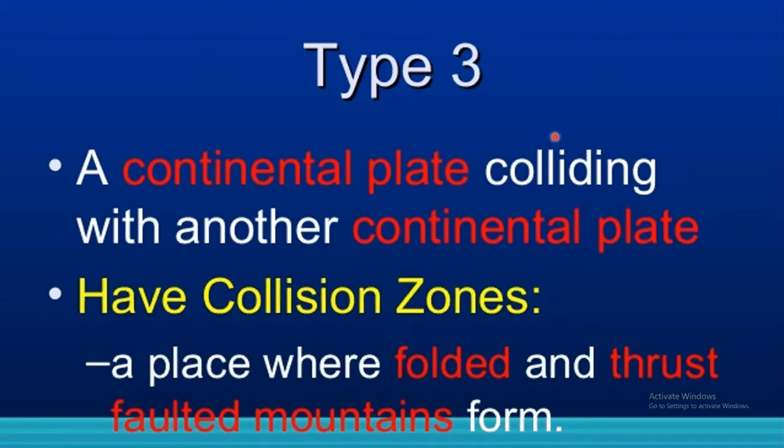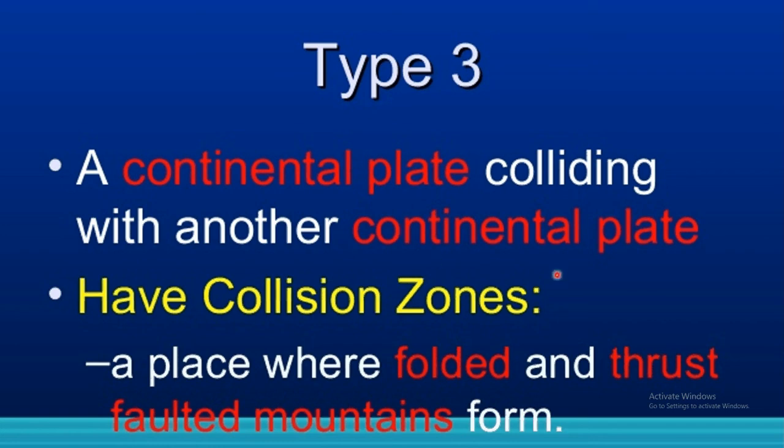Then the third type, so we've had our first two types, this is the third one. Now we have a continental plate colliding with another continental plate. So again, type 1 was an oceanic plate colliding with a continental plate. Type 2 was oceanic versus oceanic. Type 3 is continental versus continental.